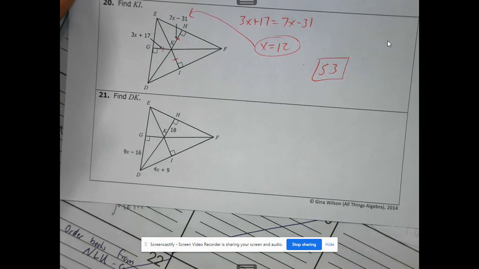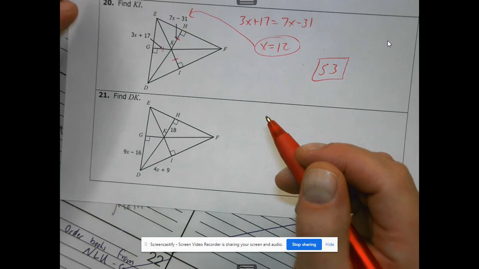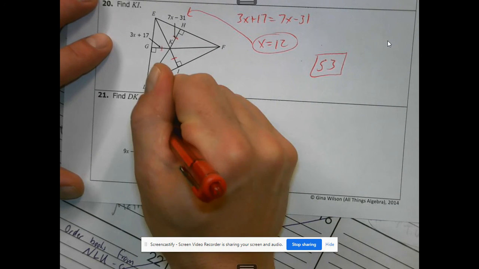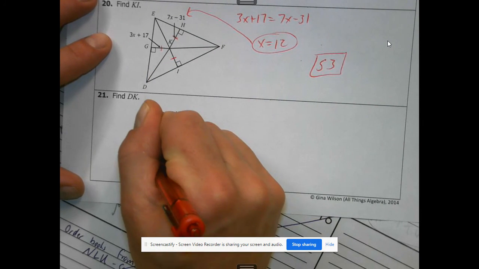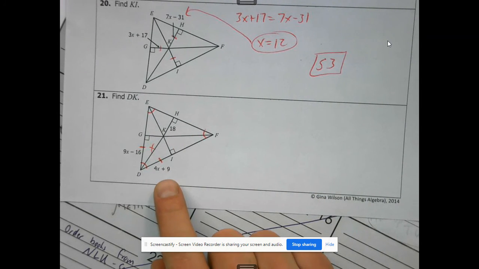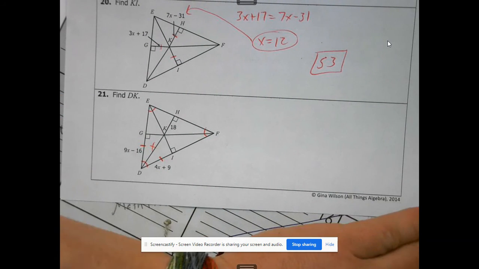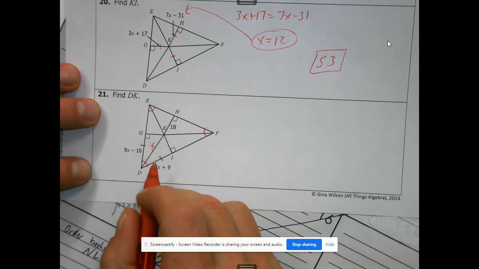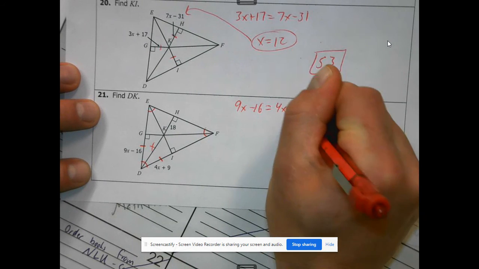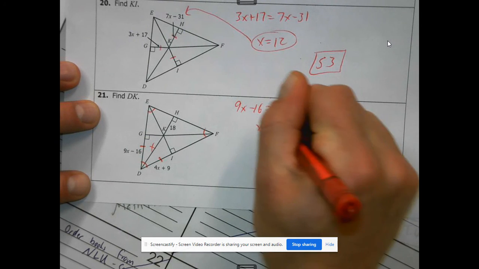Last one. Let's see here. We got to find D to K. We got to find this piece right here. Well, remember, these are angle bisectors that cut the angles in half. These two sides are congruent. So what I can do is solve for X. Pythagorean theorem's coming up, so first solve for X. 9x minus 16 equals 4x plus 9. Solve it out. X comes out to be 5.